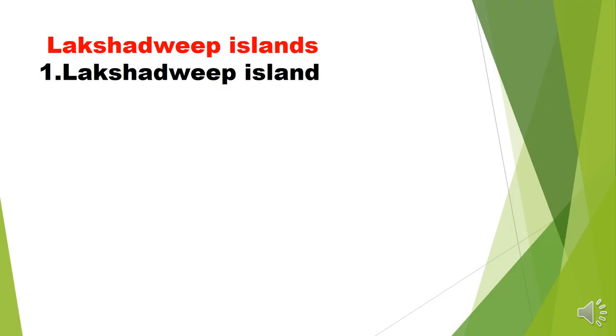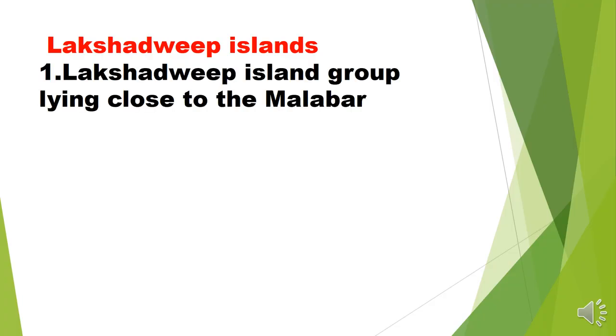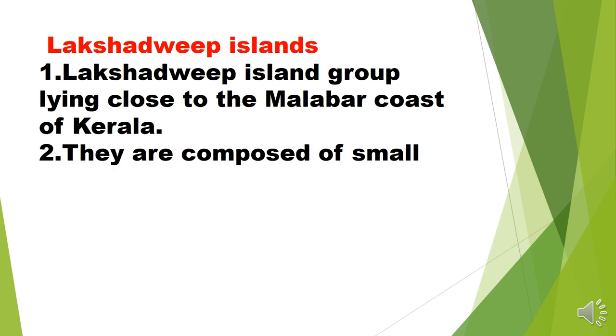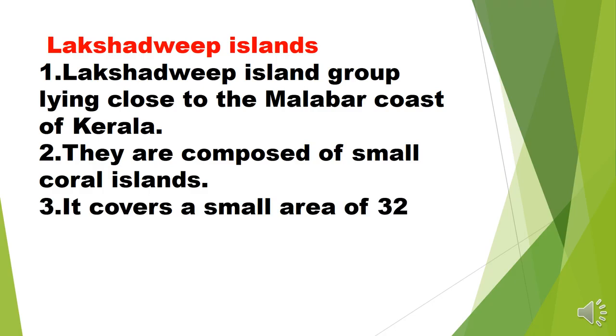Lakshadweep Island. The Lakshadweep Island group lies close to the Malabar coast. It lies near the south of the Malabar coast of Kerala, in the southern part of the country. And the Lakshadweep Islands are composed of small coral islands, which means all these islands are formed by small microorganisms.